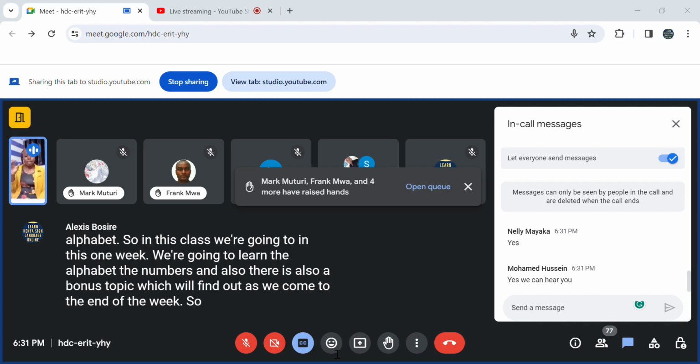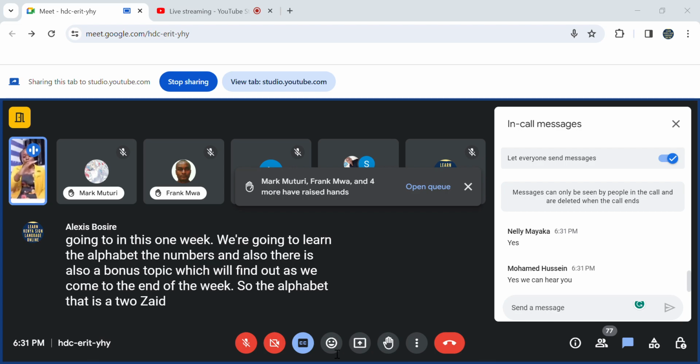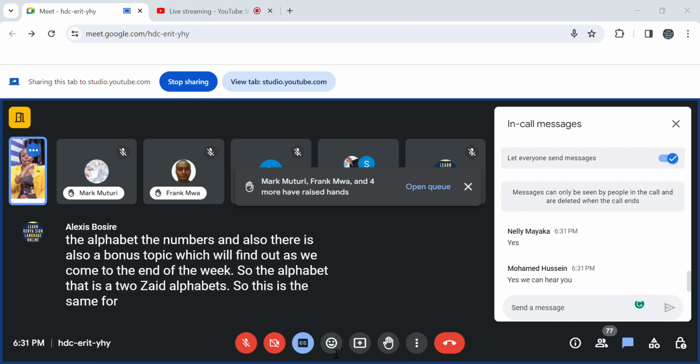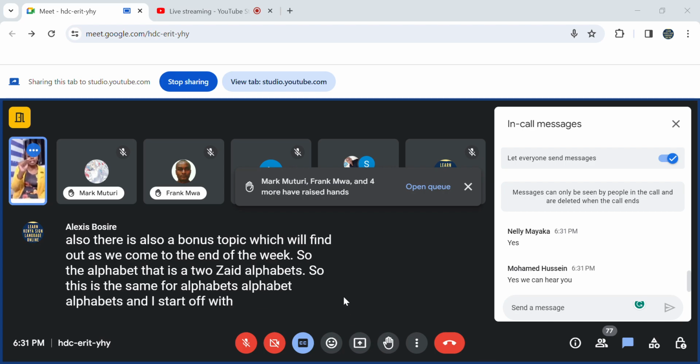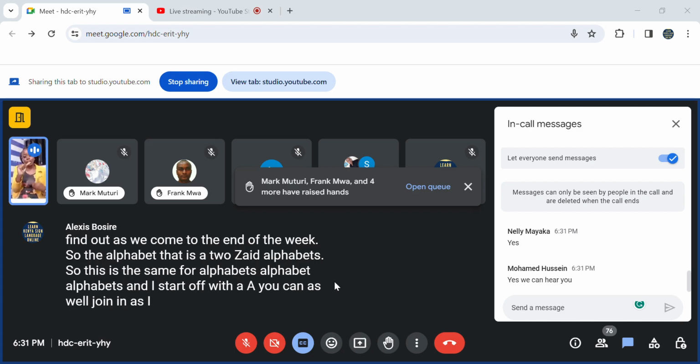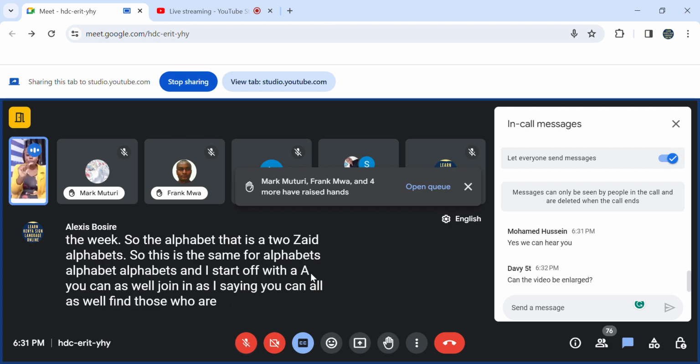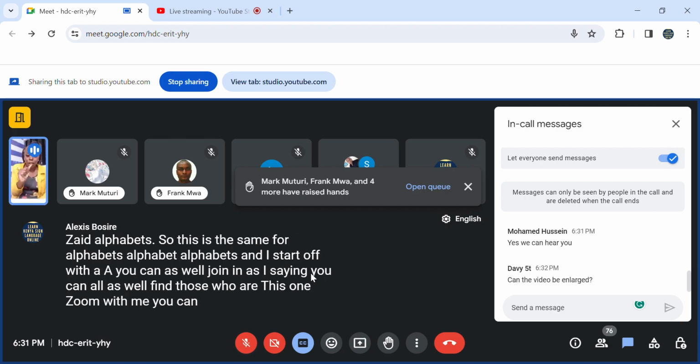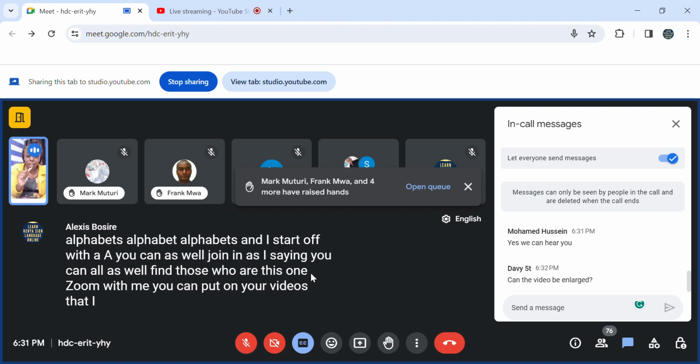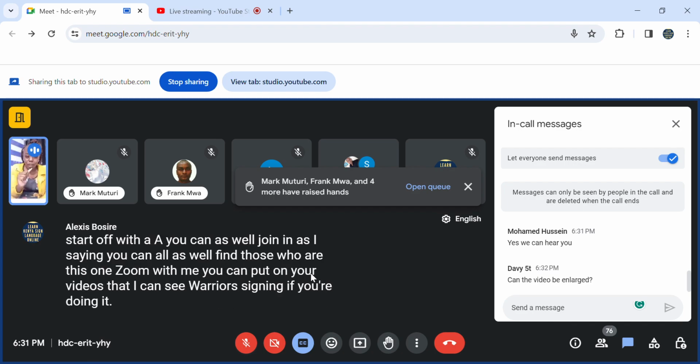So, the alphabets, that is A to Z. This is the sign for alphabets. And I start off with A. You can as well join in. As I sign, you can all sign. Those who are on Zoom with me, you can put on your video so that I can see what you're signing, if you're doing it in the correct way.